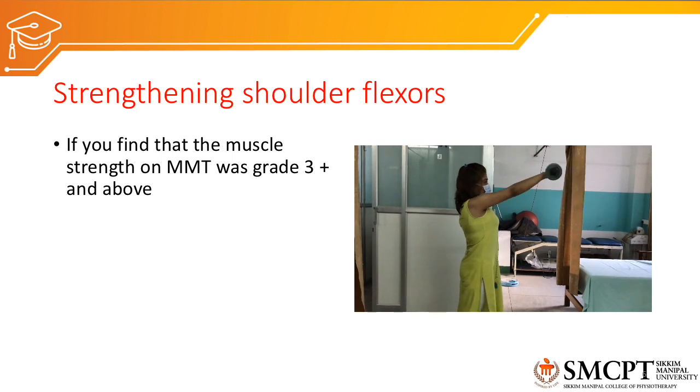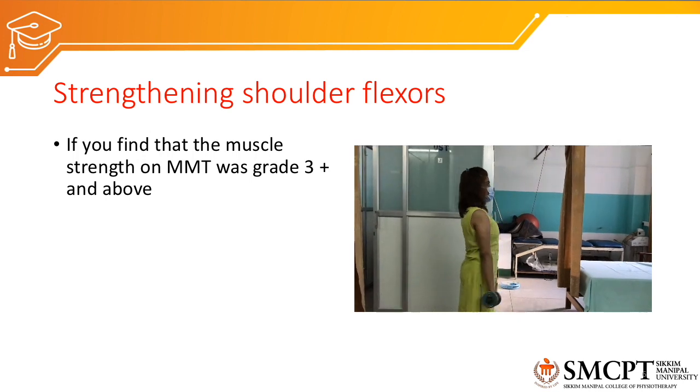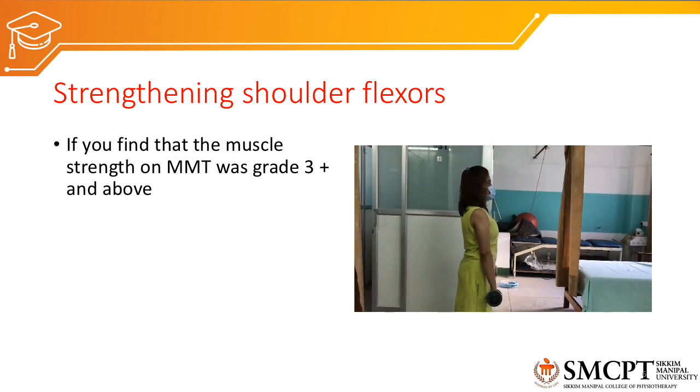And again I repeat, there should be a rest interval between every set as described by the Delorme regime, Oxford regime and McQueen regime. One more important point here, we have to first identify the 10 repetition maximum weight for the patient. So in this video demonstration, the patient is using 1 kg weight and performing flexion of the shoulder 10 times, that is 10 repetitions.